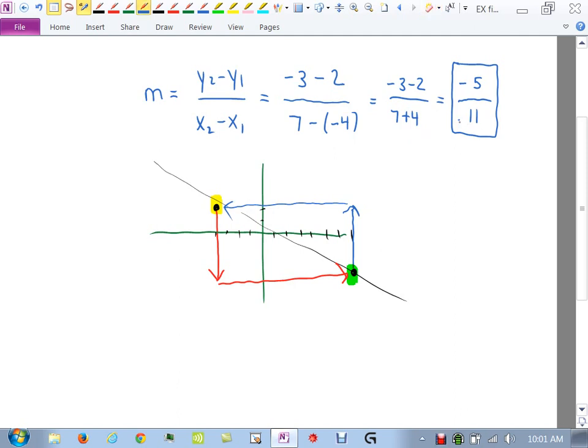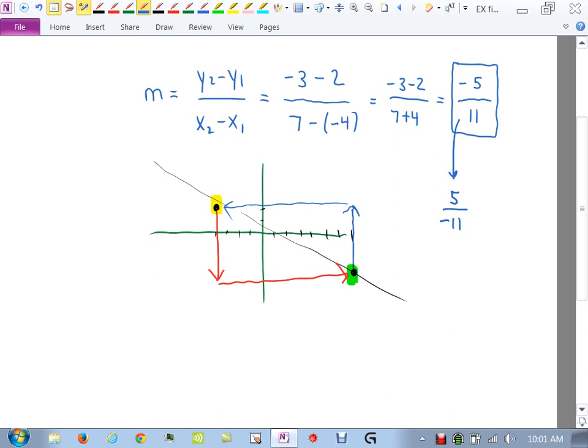Take this slope over here, -5/11. Do you agree that that's the same as 5/(-11)? Do you remember what we said about negative signs on fractions? The negative can be on the top or on the bottom. And notice if I change it to 5/(-11), doesn't that tell me rise up 5 and then go which way? To the left 11. So it's the same thing. You get the same effect.